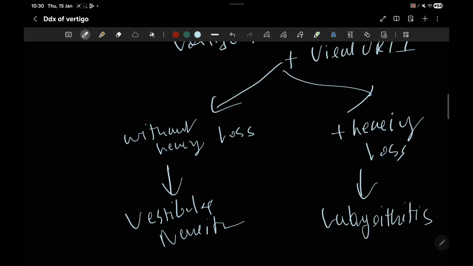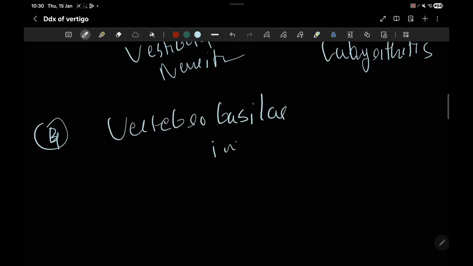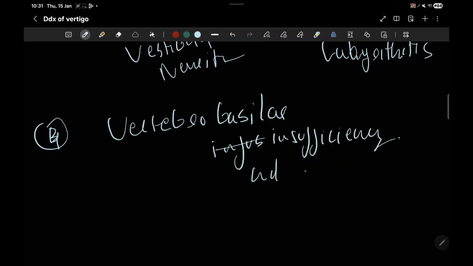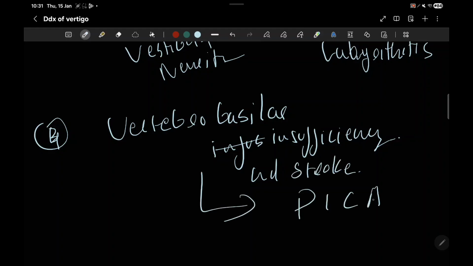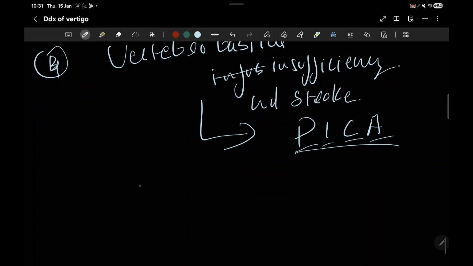Okay, so this is the difference. Now let's discuss another condition with vertigo, that is vertebrobasilar insufficiency, and stroke. There are arteries involved, the PICA. Which artery is involved? PICA, the posterior inferior cerebellar artery is involved. This also has vertigo, which is acute in nature.